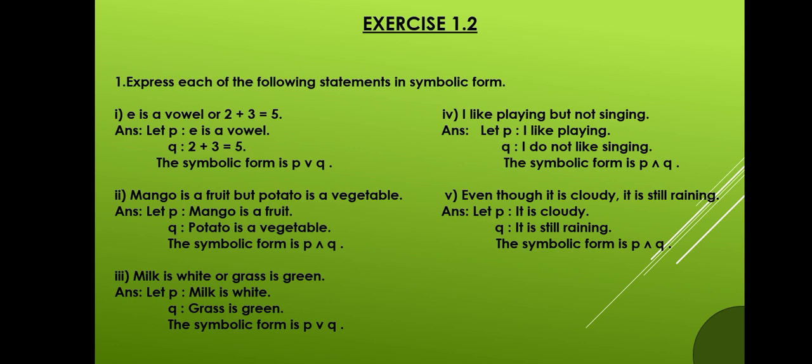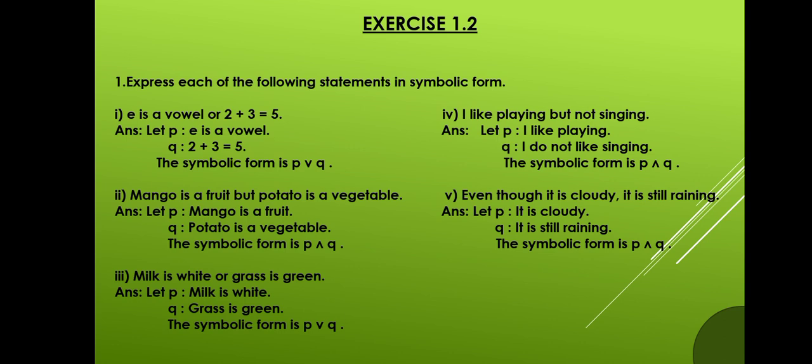Mango is a fruit but potato is a vegetable. Let P be, mango is a fruit. Q be, potato is a vegetable. Then the symbolic form of the given statement is P and Q. Milk is white or grass is green. Let P be, milk is white. Q be, grass is green. Then the symbolic form of the given statement is P or Q.